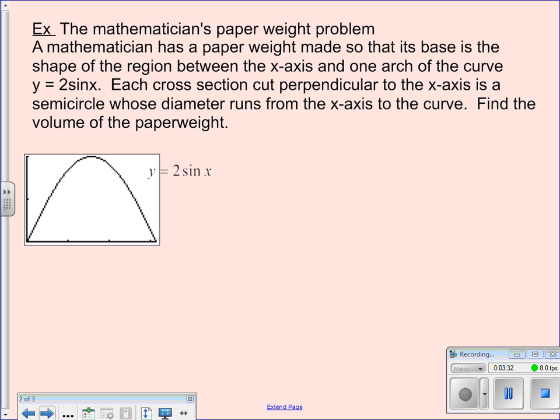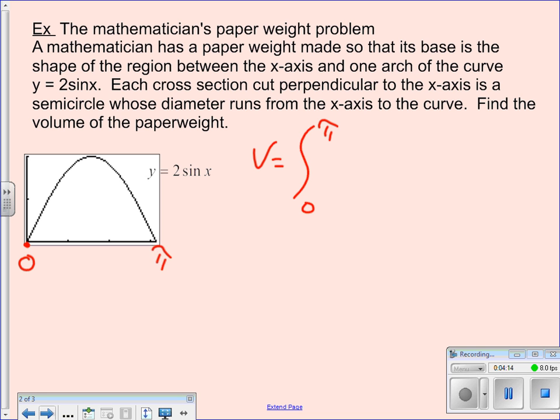So one bound, that's 0, it starts at 0. The sine of 0 is 0. Where do the x-axis and 2 sin x cross each other? Well, they cross each other everywhere the sine is 0. Okay, so sine of 0 is 0. The next place that the sine is 0 takes place where? Think about your unit circle, at pi. So our volume is from 0 to pi. Those are our bounds. It goes from 0 to pi.